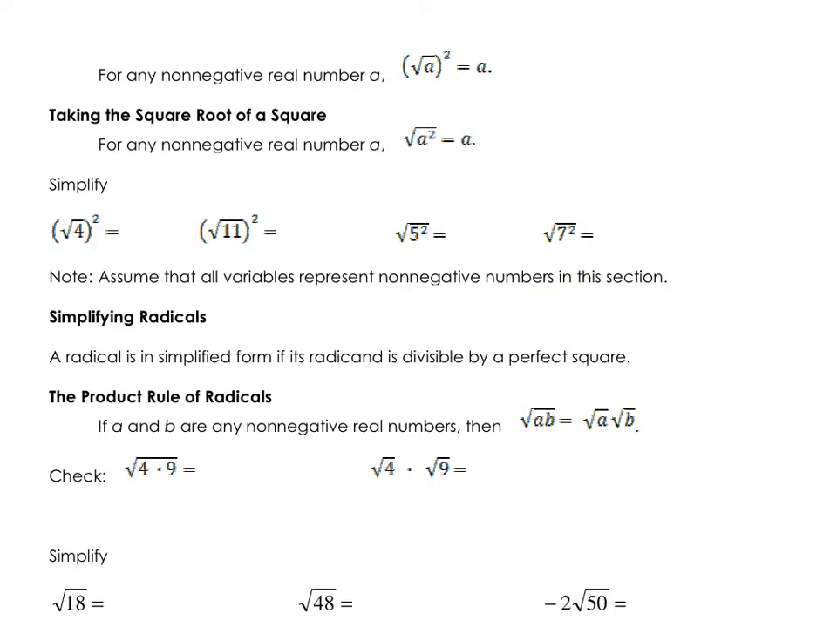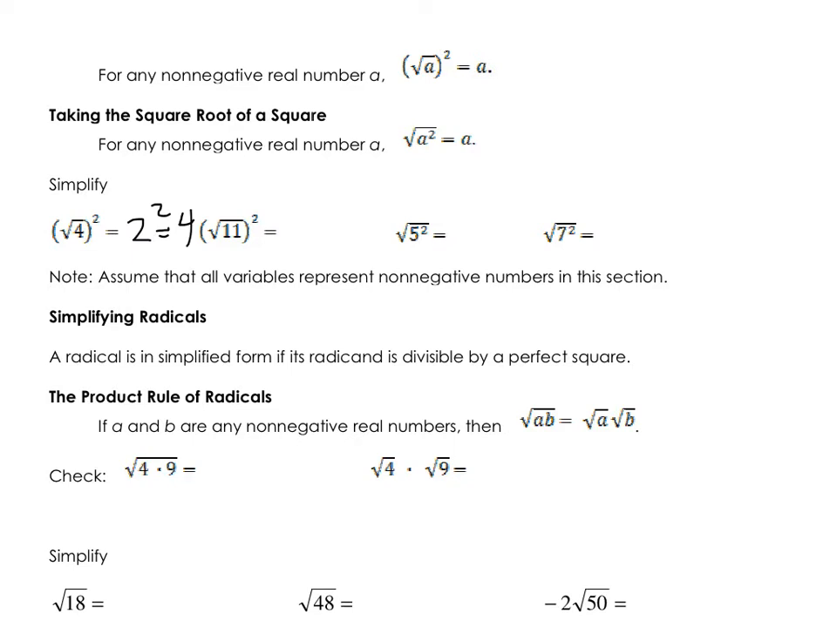For a non-negative real number a, the square root of a, that quantity squared, should get us what we started with. It should just give us a. For any non-negative real number a, if we take a and square it first and then take the square root, we should still get what we started with. We should get a. So we can do this. Let's do it step by step. So the square root of 4 is 2, and 2 squared is 4. The square root and the squaring undid each other.